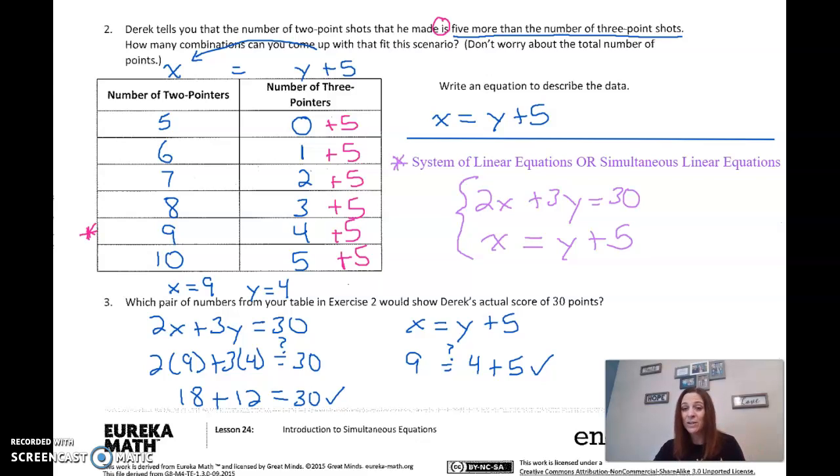This system of linear equations, or simultaneous linear equations, they mean the same thing. But what we're doing is we're taking this equation, like here, we knew this information about Derek's scoring, he equals 30, and we knew this information. The number of 2-pointers was 5 more than the number of 3-pointers. And what we're going to be able to do with this information, it's kind of like we did here, but we'll work on solving it like we've been doing in the power standards, is once we have this system of linear equations, we're going to learn how to solve it so we can find out the answers.